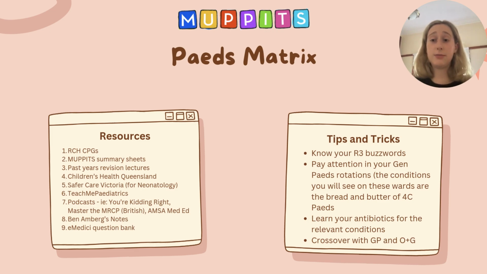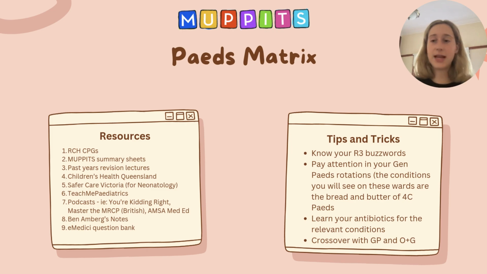In terms of your tips and tricks, for R3 conditions, even if you don't get around to studying them, at least know the buzzwords, because past exams have been known to be very buzzword heavy for R3 conditions. And again, another plug, but if you refer to the Muppets Drive, we do have some buzzword resources.